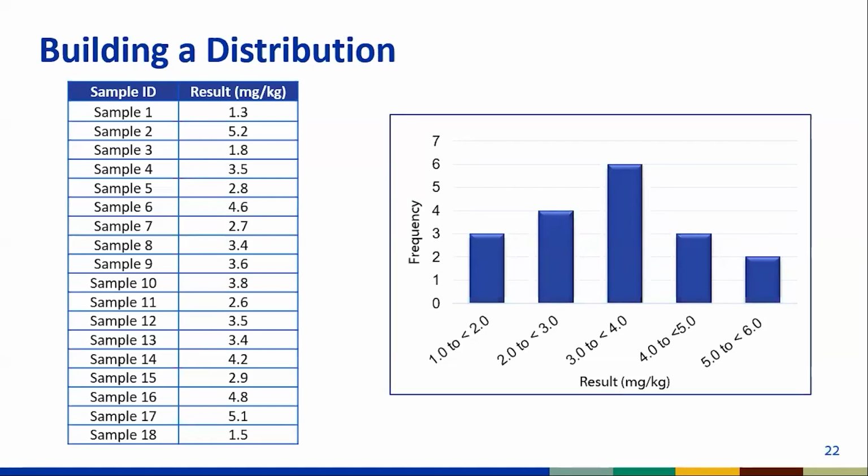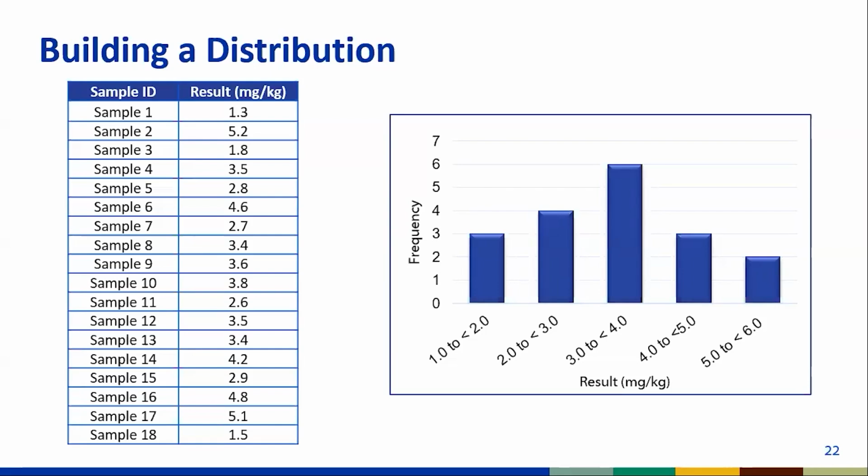Contaminant concentrations are displayed on the x-axis, divided into 5 different ranges or bins. The first bin captures results between 1 and less than 2 milligrams per kilogram. The second bin captures results between 2 and less than 3 milligrams per kilogram, and so on. The y-axis indicates the frequency of results in each bin.